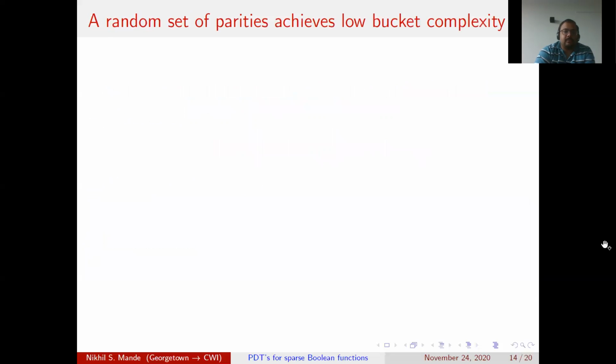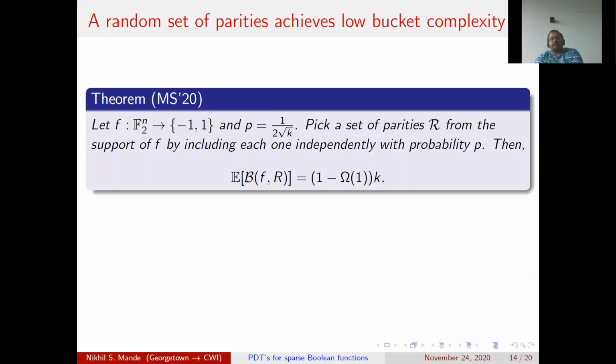Okay. Now our main theorems here. Our first main theorem is, I'm going to tell you that any Boolean function has small bucket complexity with respect to a random set of parities. So pick a random set of square root k parities. Just interpret these first two lines as that.